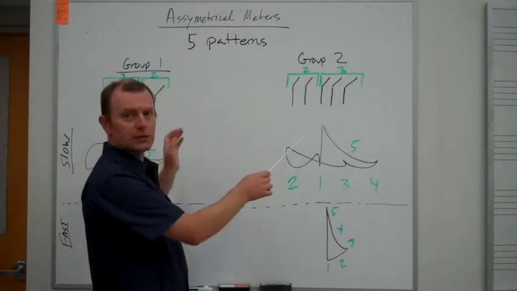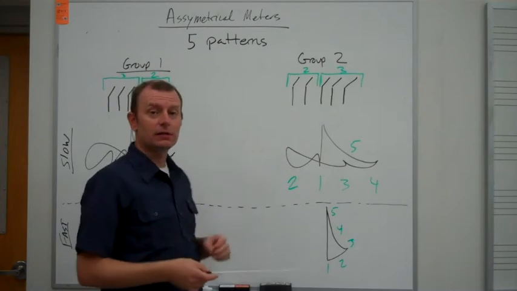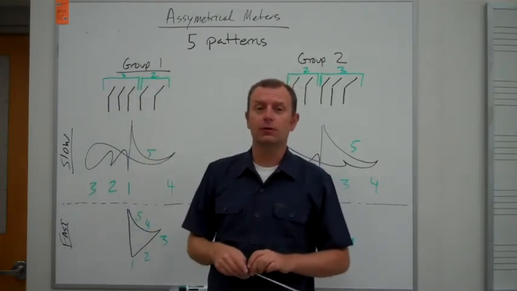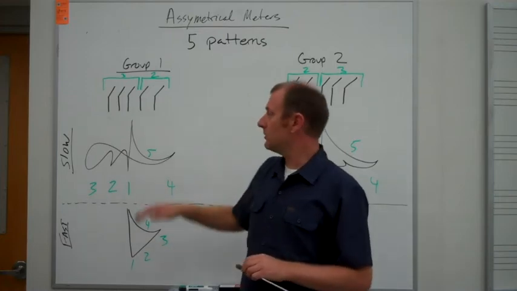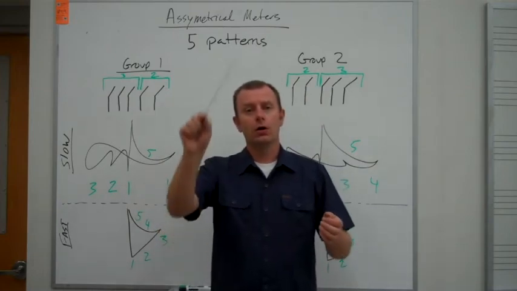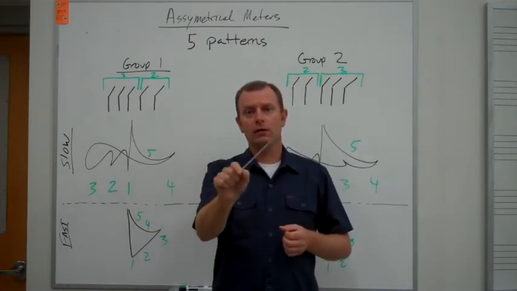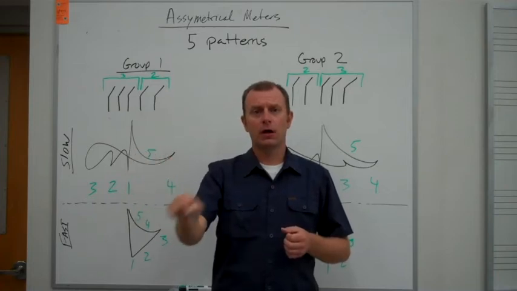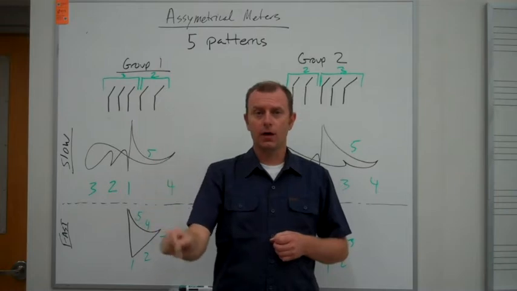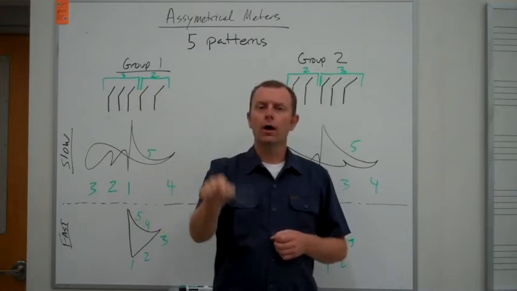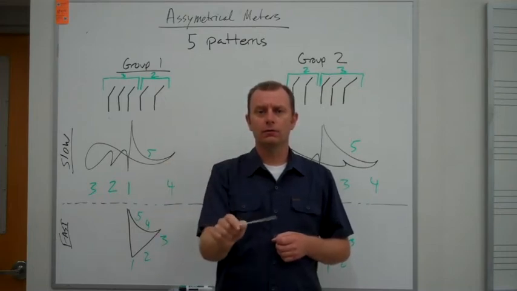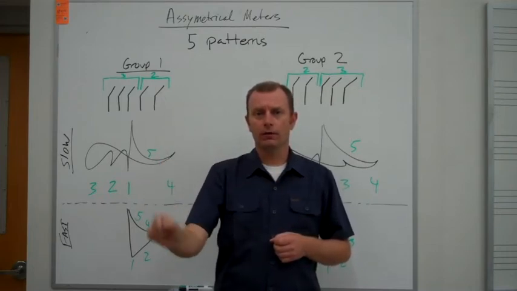These two groupings need to be conducted slightly differently. When we're dealing with group one, with a grouping of three followed by a grouping of two, we end up doing a pattern similar to this, where we go down, in, out, up. Down, in, out, up. One, two, three, four, five.